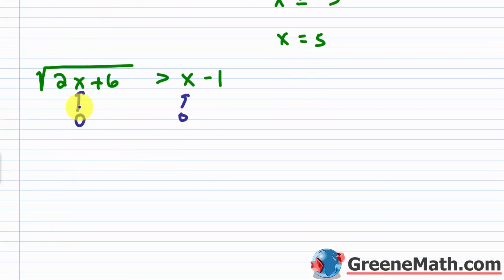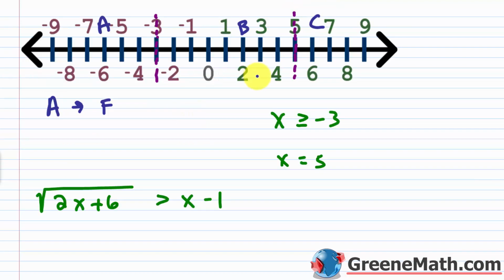So we know that 2 times 0 is 0, so you'd have basically the square root of 6 is greater than 0 minus 1, which is negative 1. Well, we don't need to know what the square root of 6 is. We don't need to even approximate it because this is a positive number. Of course, it's going to be greater than a negative 1 because a positive number is always greater than a negative, okay? So this is true. So let me erase this. We'll basically say that things in interval B will work.